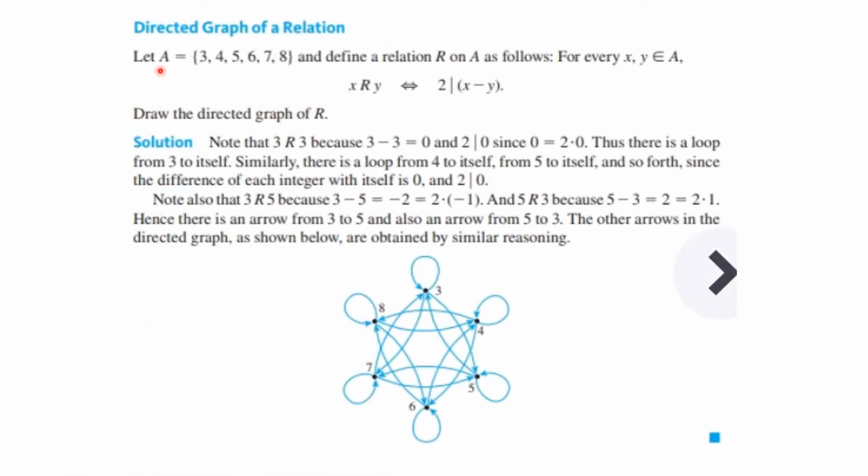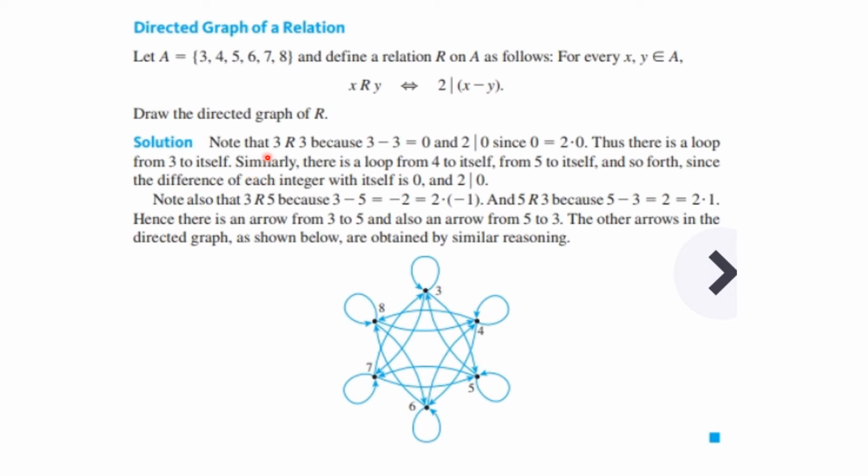Let's talk about some examples of having you come up with directed graphs of a relation. So suppose we have this. A is these numbers: 2, 3, 4, 5, 6, 7, and 8. And the relation is defined on A as follows. For every x, y that are in set A, x is related to y if 2 divides x minus y. You have to think about what this means. We're to draw the diagram.